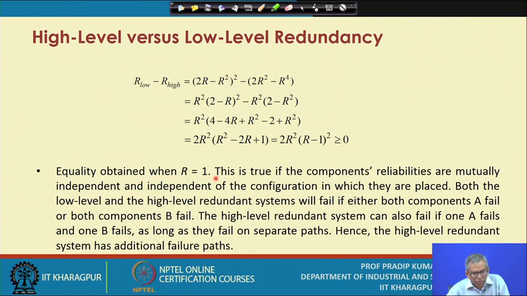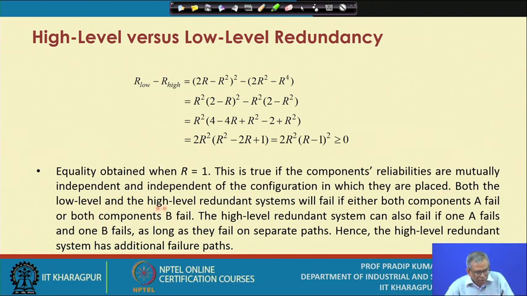Equality is obtained when R equals 1. This is true if the component reliabilities are mutually independent. That is the assumption we are making. Is it okay? There could be a relaxation of this assumption, meaning these independence conditions may not be valid. But here, at the initial stage, as a first approximation for the given systems, we are assuming that the component reliabilities are mutually independent and independent of the configuration in which they are placed. That is very important. Is it okay? These are the basic assumptions we make.